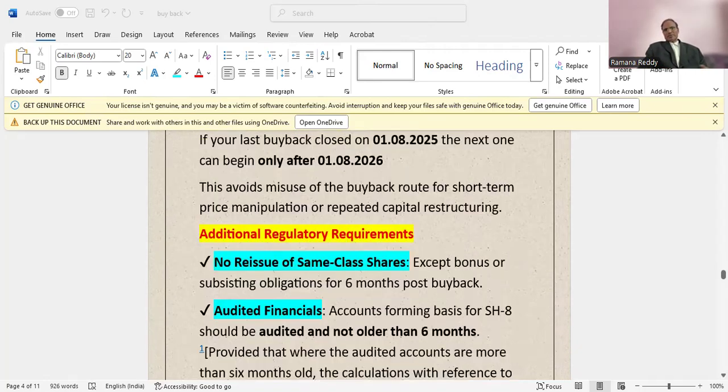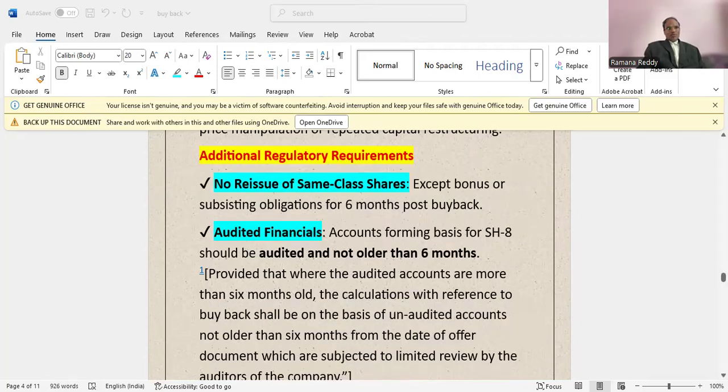Additional regulatory requirements. No reissue of the same class of shares, except bonus or subsisting obligations, for 6 months post buyback. Audited financial statements: the accounts forming the basis for SH8 should be audited and not older than 6 months. Provided that where the audited financial statements are more than 6 months old, the calculations with reference to the buyback shall be on the basis of unaudited accounts not older than 6 months from the date of offer, which are subjected to limited review by the auditors of the company.